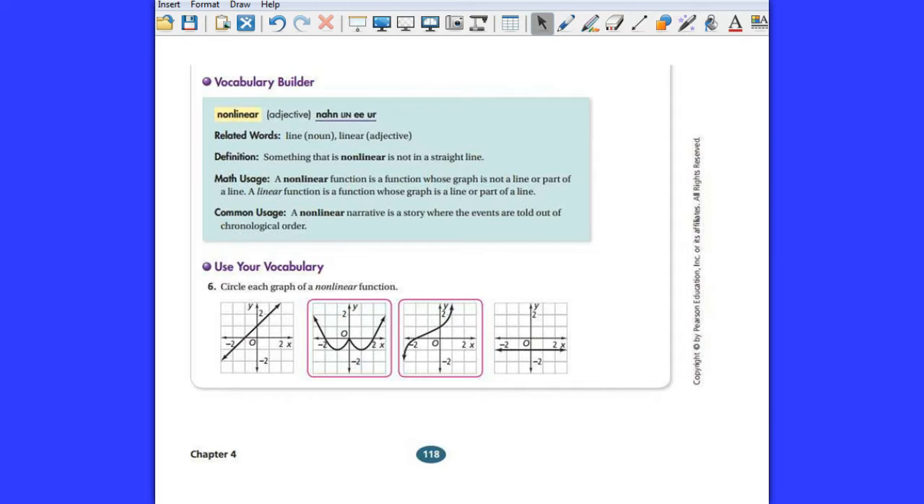A couple important words in this section right here. Linear. Linear, that review for you, that basically means if I were to graph it, it would make a straight line. Okay, it also means the rate of change is constant. That's really the mathematical piece that we'll be looking at later. The rate of change is constant.